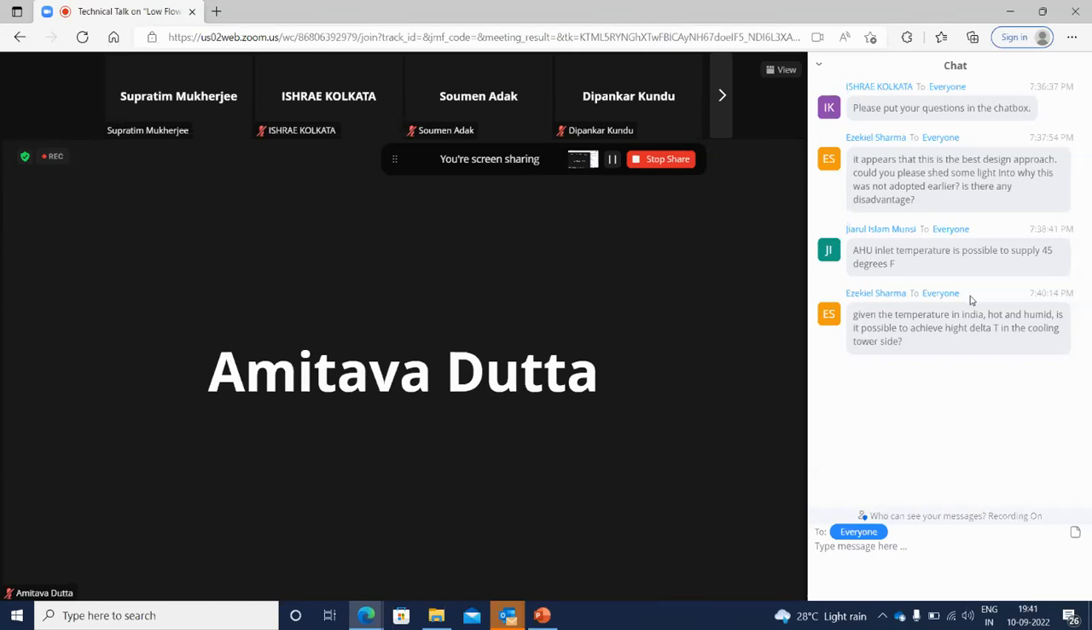And if you actually see the approach, we have not minimized your approach temperature. We have kept the approach temperature the same at 7-degree, and then we have asked for a high delta T system. So obviously with high humid temperature your wet bulb will be higher, so in that case your approach temperature is 7-degree.